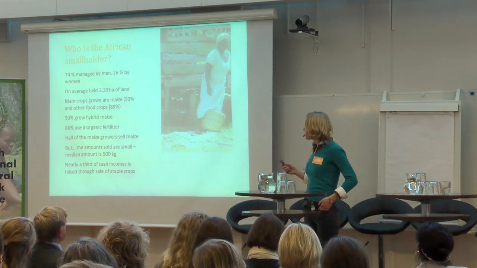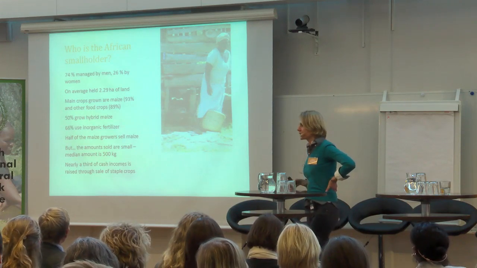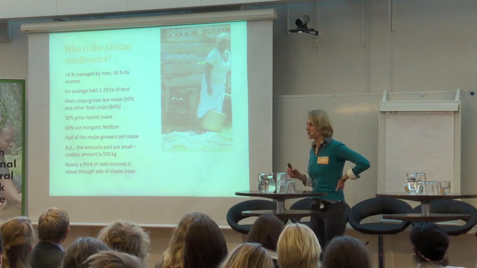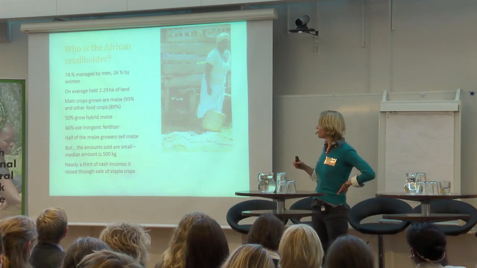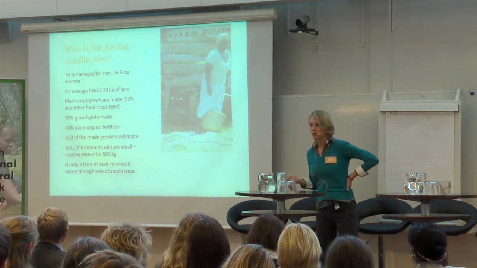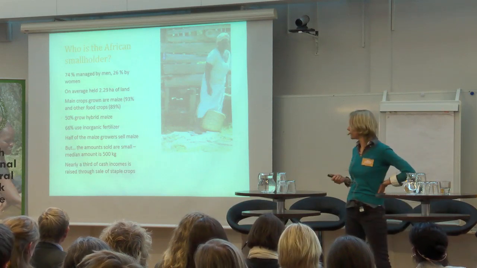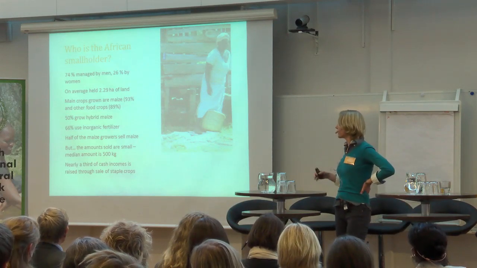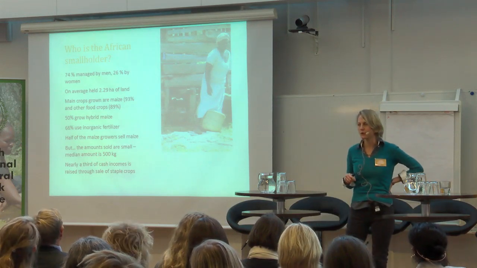Out of the maize growers, 50% grow hybrid maize, and just a little less than 70% use inorganic fertilizer. And half of the maize growers sell maize. So half of them don't actually sell any maize. But the amounts sold are small. The median amount is about 0.5 ton per household.